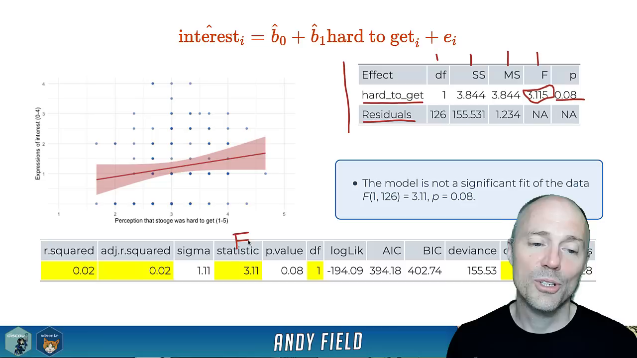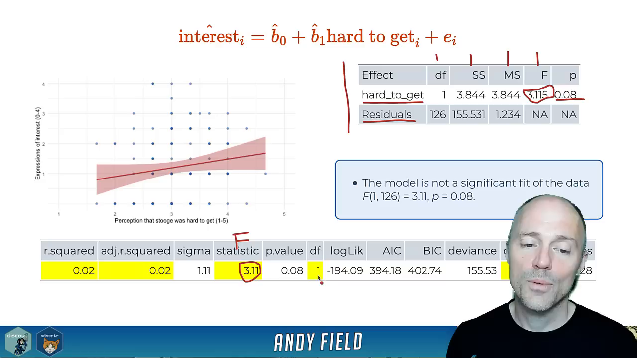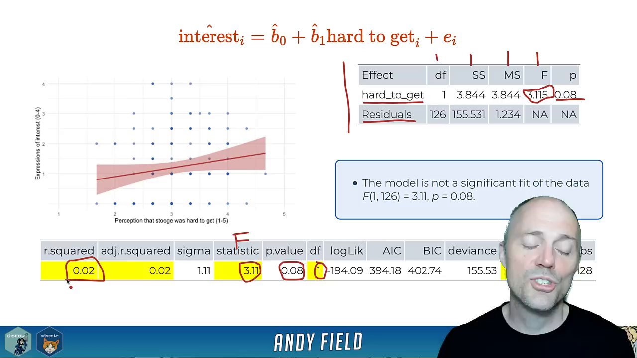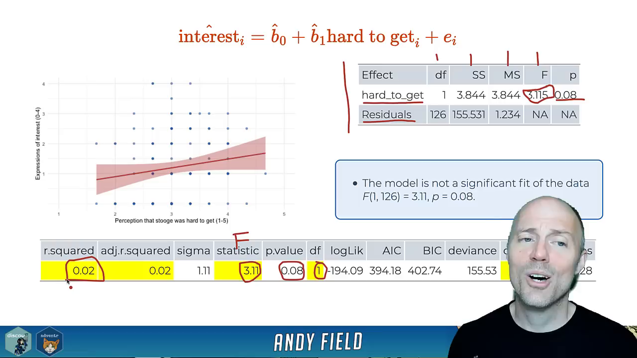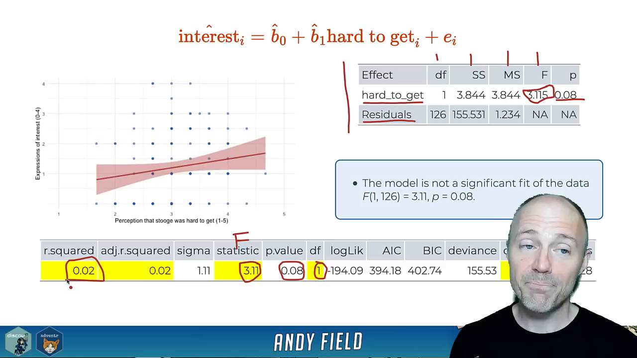And you get the same information out of this table if you're using R. So this is our F statistic with its respective degrees of freedom and its p-value. But most importantly, we also get this R square value, which is 0.02, which is pretty small. So that's saying that the ratings of hard to get only explain about 2% of the variance in expressions of interest. It's very small.